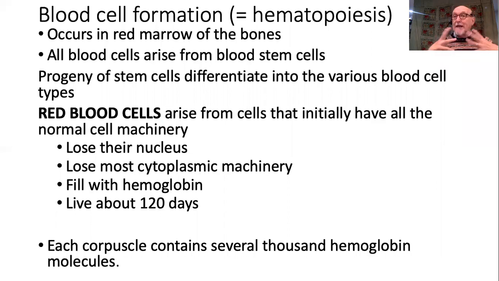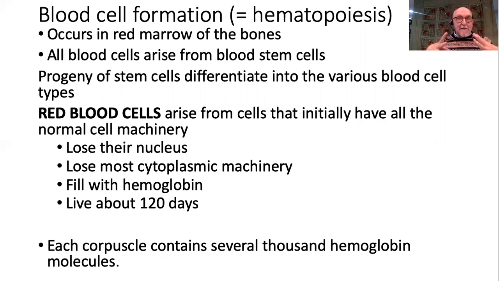So all blood cells actually arise from one kind of cell, which is called the blood stem cell. So they start off development. There's just one blood stem cell. And then, after that stem cell divides, the progeny of the division go on to form all of the various blood cell types in quite a complex manner, which we won't discuss much.